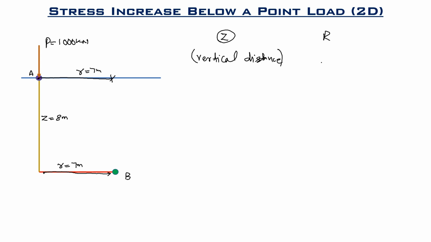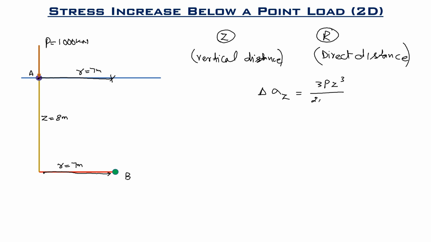Z is always the vertical distance while R is the direct distance here. We are interested in both of these values, Z and R, because the formula for the stress increase has both of them: 3P Z cubed divided by 2 pi R raised to power 5. So we need Z and we need R as well.